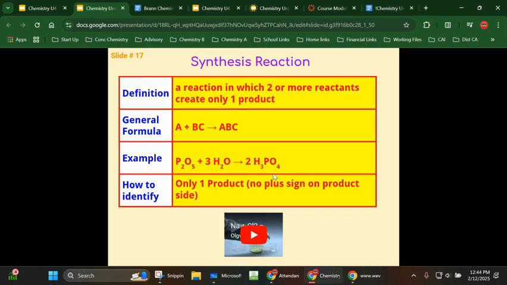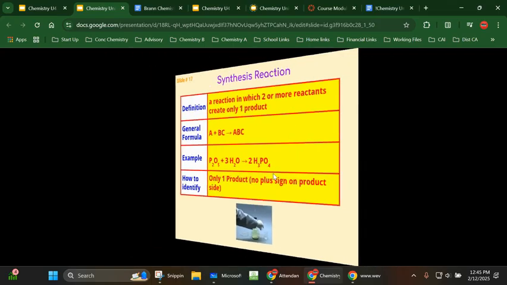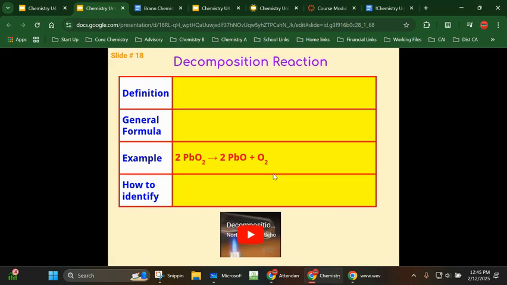Questions, ladies and gentlemen? The second type of chemical reaction is the exact opposite of a synthesis. Synthesis means to put together. The next one, ladies and gentlemen, is what is called a decomposition. It is literally the exact opposite reaction. In this reaction, one reactant breaks apart into two or more products.